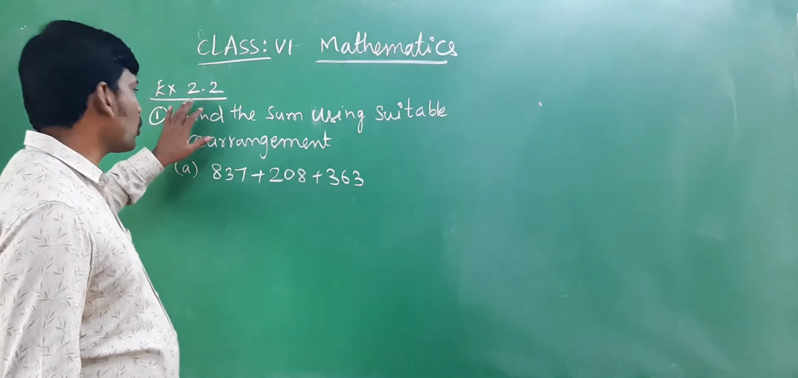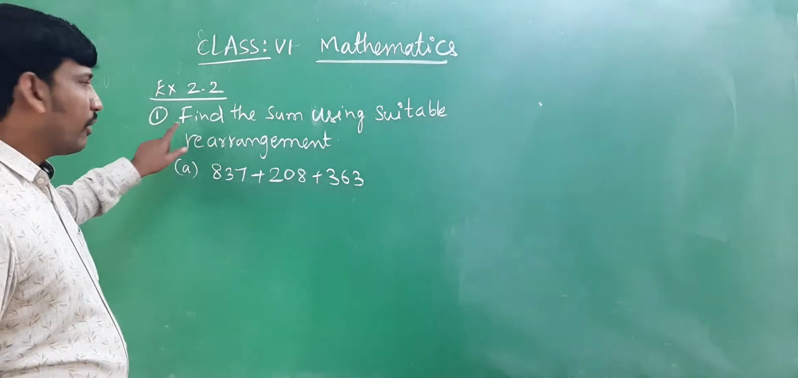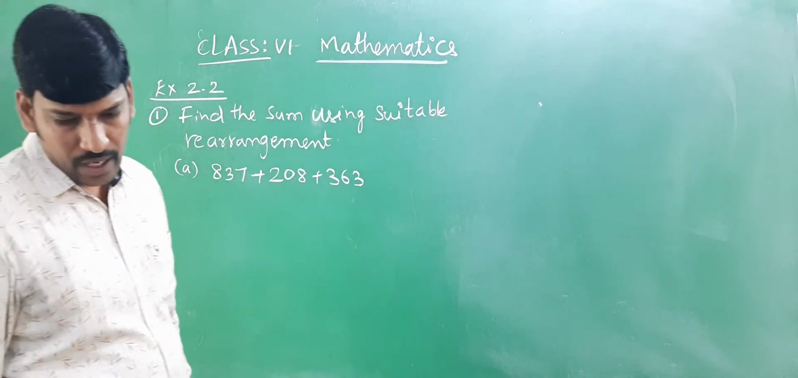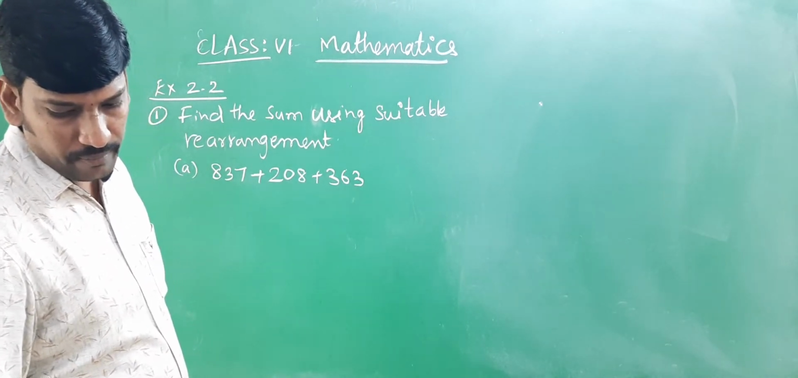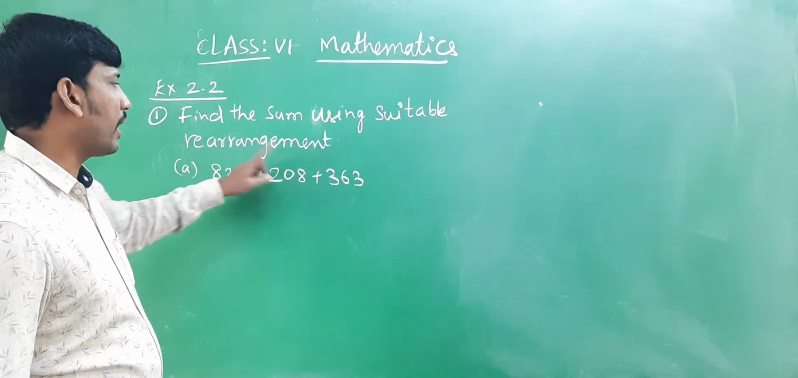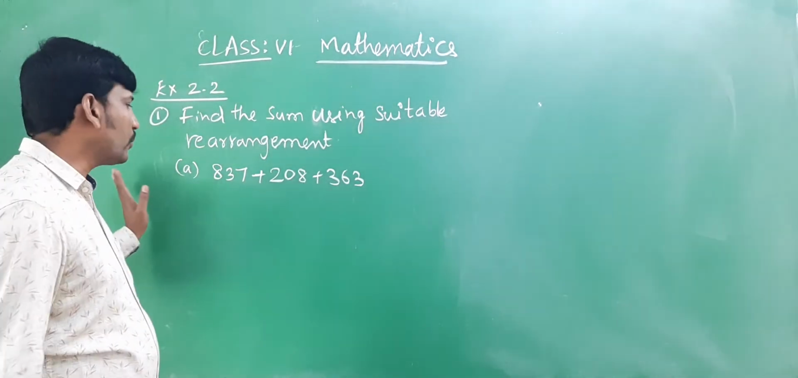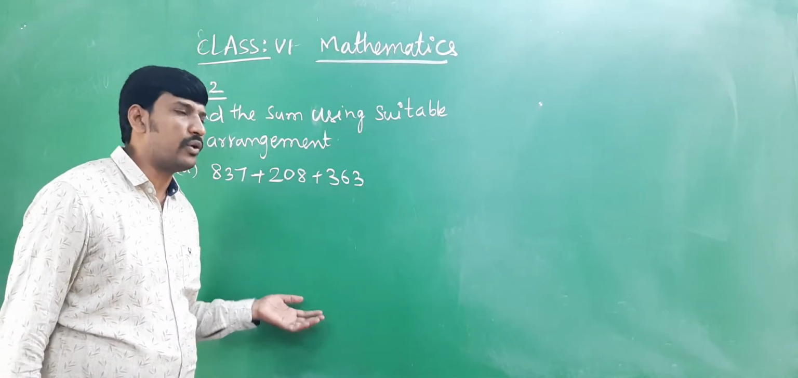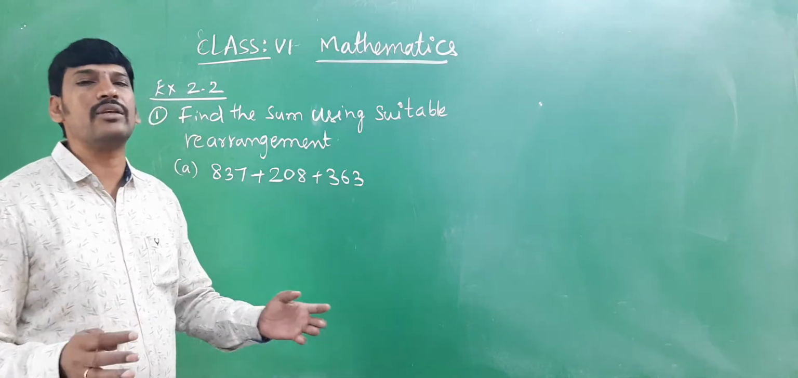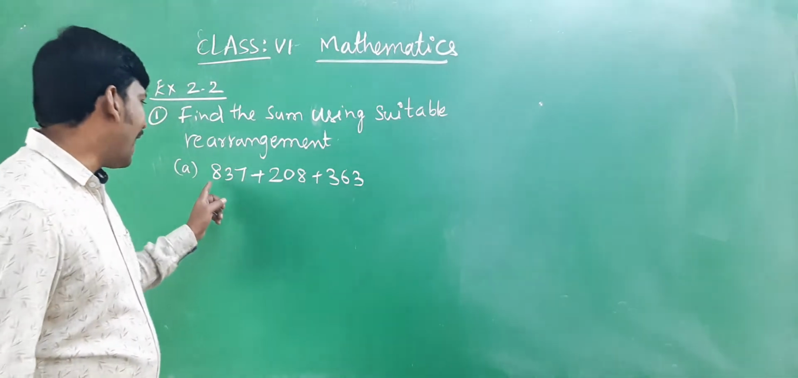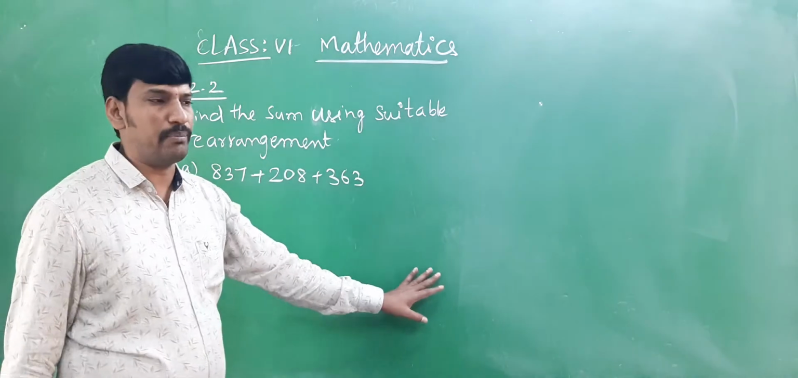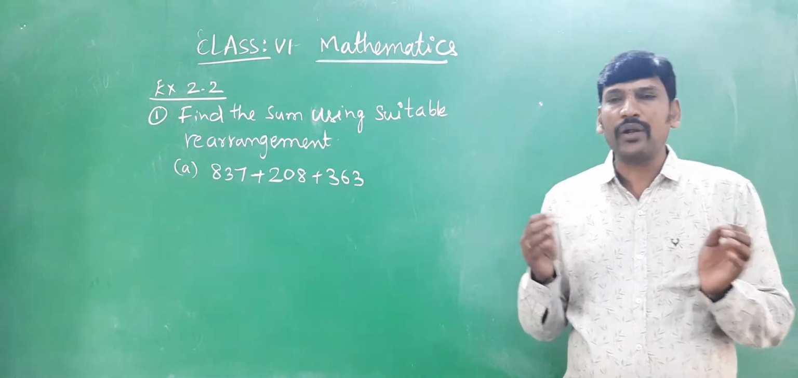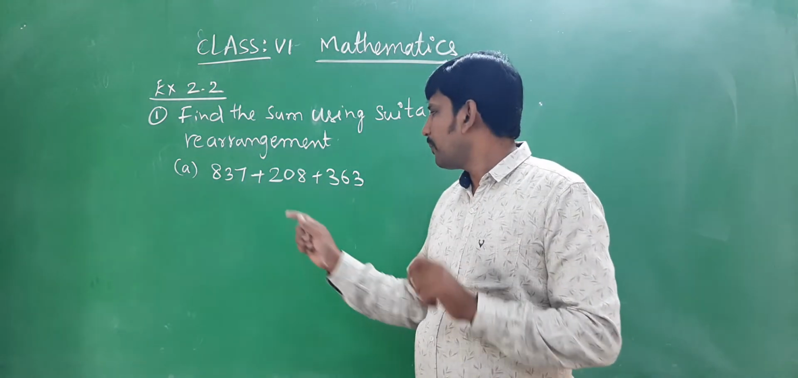Now in exercise 2.2, question number 1: find the sum using suitable rearrangement. We need to rearrange these values to get the answer in an easy way. If you add directly you will get the solution, but it is a time-taking process. So for that, we need to rearrange the values.